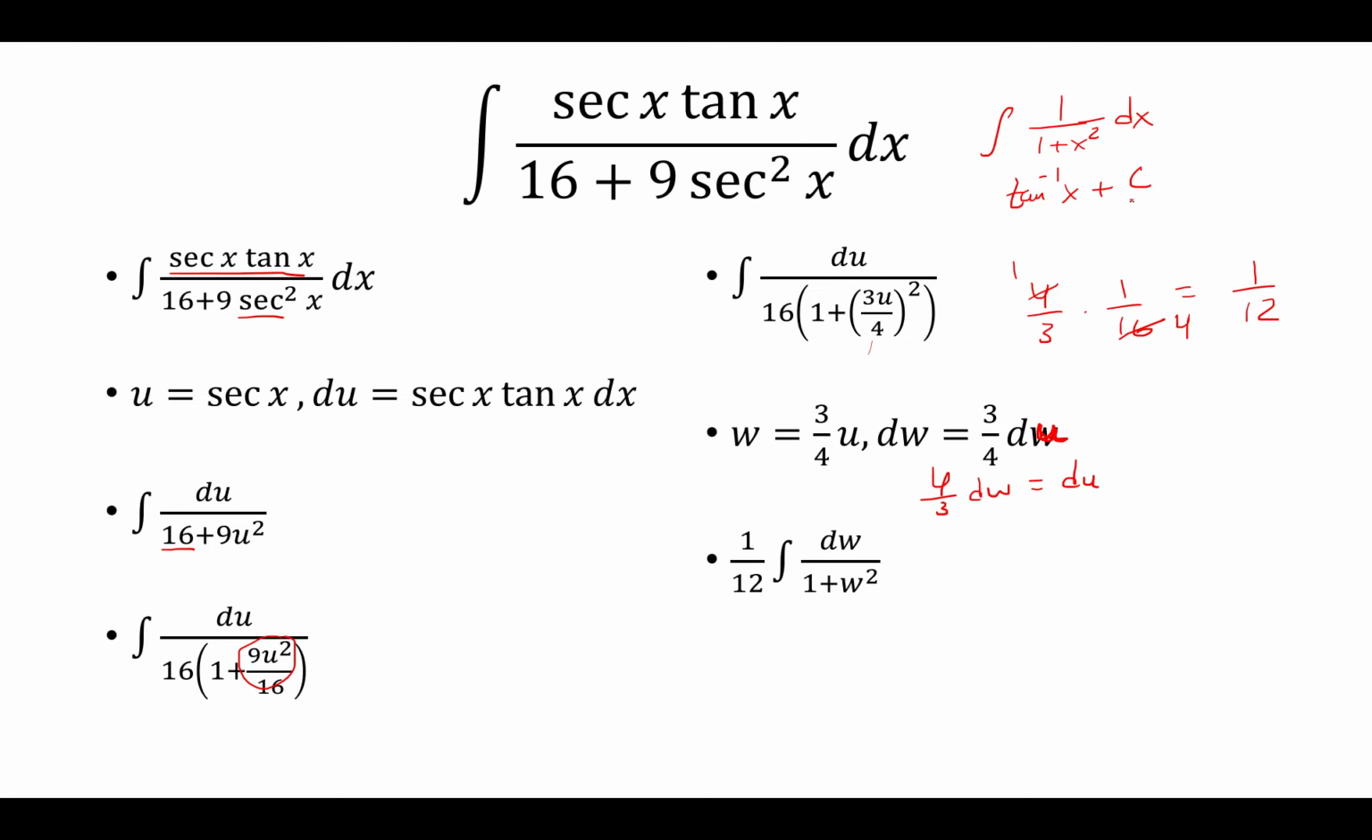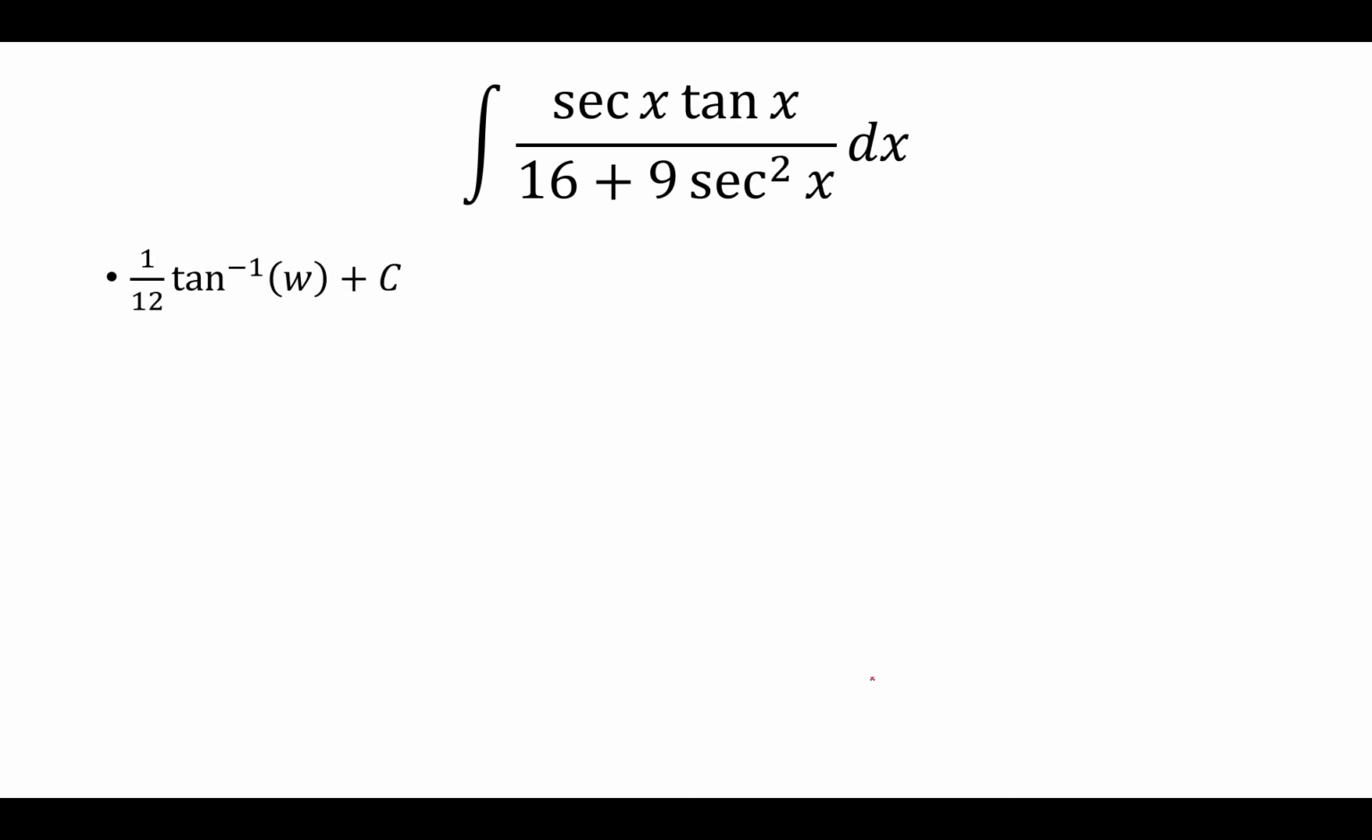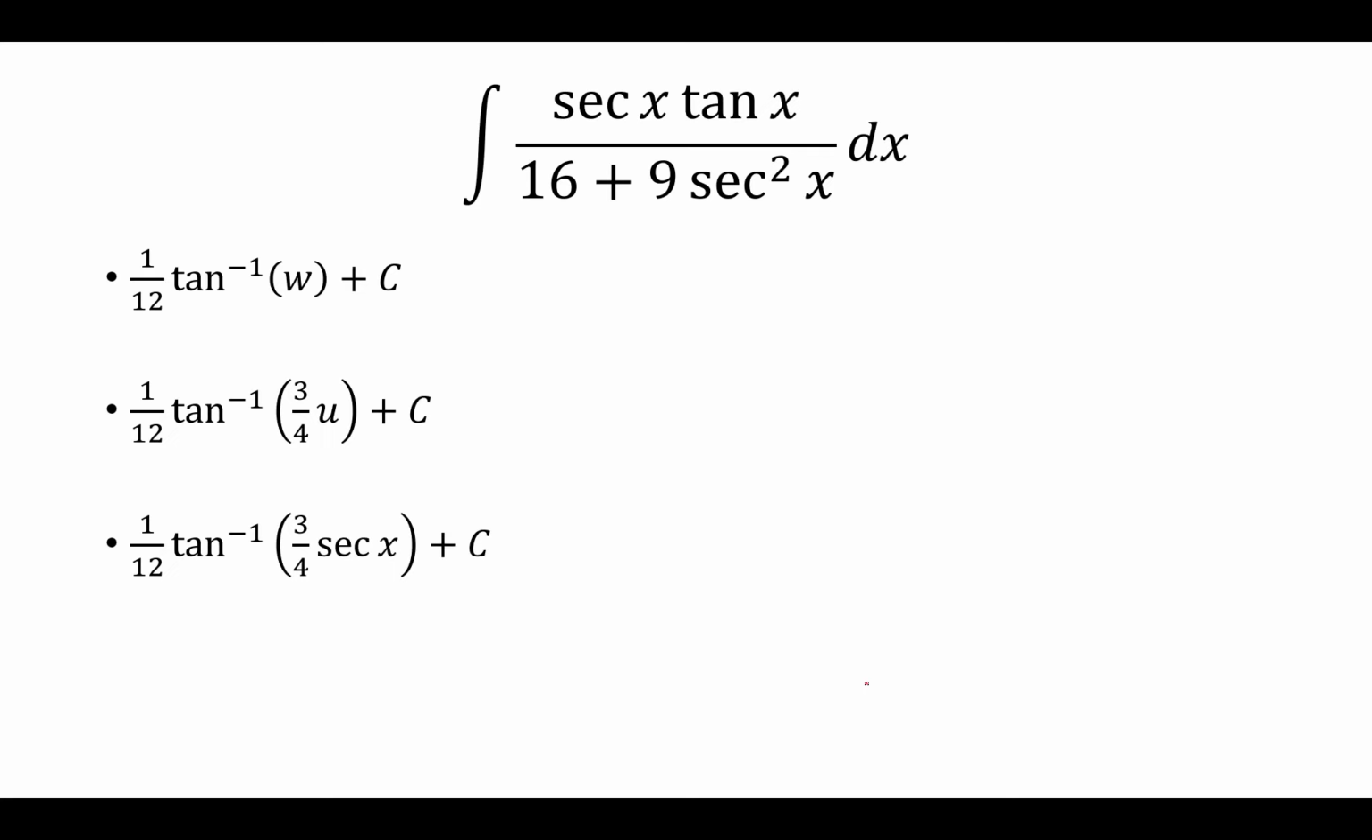Now, like we said, this is just the inverse tangent of w. And multiply that by 1/12. The last couple steps, we just need to plug in what w was and then what u was. So recall w was 3/4 u, and then u was secant x. And so this is our final answer.